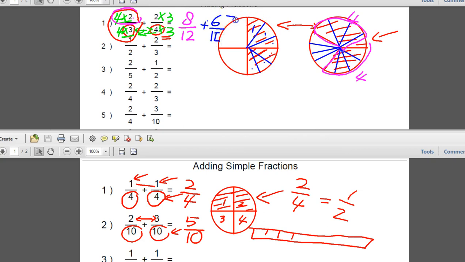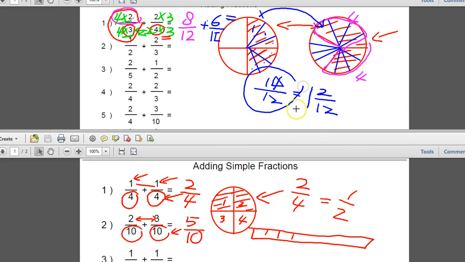So altogether, now we can add them up because now the pizza slices, this one is equal to that one. Now we can add up the pizza slices, which is 8 and 6 is 14. Oh, sorry. It's 14 out of 12. Now this is a top-heavy fraction, isn't it? So 14 out of 12 is equal to 1 pizza with an additional 2 out of 12 slices. So that's how you do that. Whenever you get a top-heavy answer, you need to actually simplify it to a mixed number fraction. Okay, I hope that's clear. Thanks.